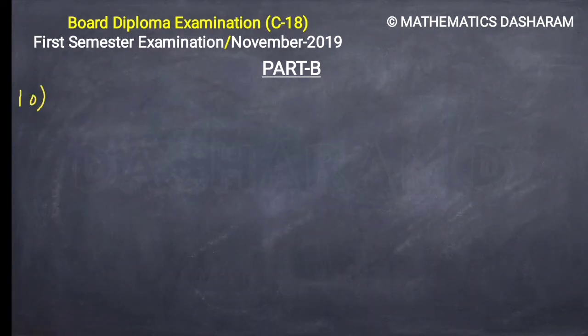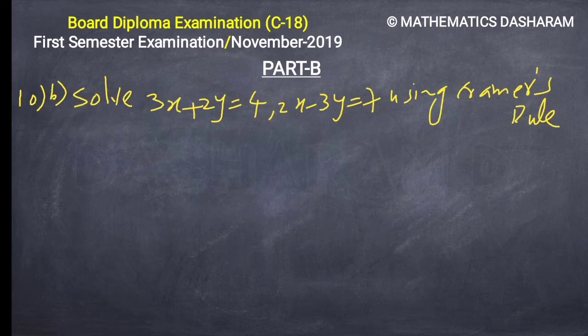Next, 10th question, B problem. Solve 3x plus 2y equals 4, 2x minus 3y equals 7 using Cramer's rule. This is a question related to the solution of simultaneous equations using matrices and determinants chapter. So first of all, write the given two equations in the form AX equals B. So A means the coefficient matrix.